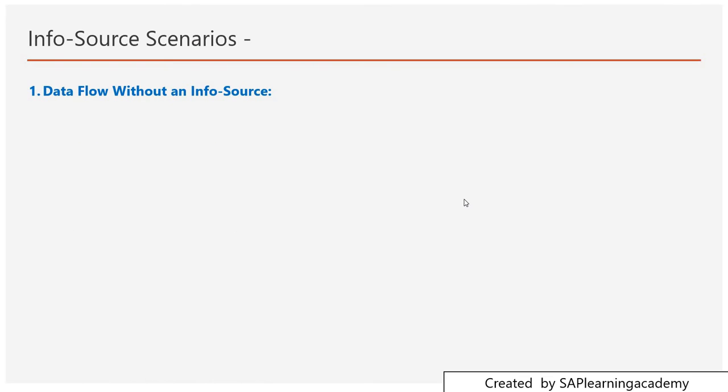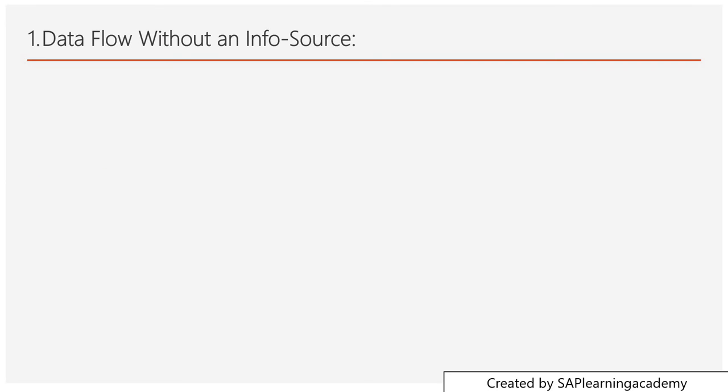The first scenario is where you don't have any InfoSource, meaning data flow without an InfoSource. The next scenario is data flow with one InfoSource, and the third one is data flow with two InfoSources. Here the data flow means the transformation between the source and target. I will be giving you details about all these three scenarios. So let's begin with the first scenario.